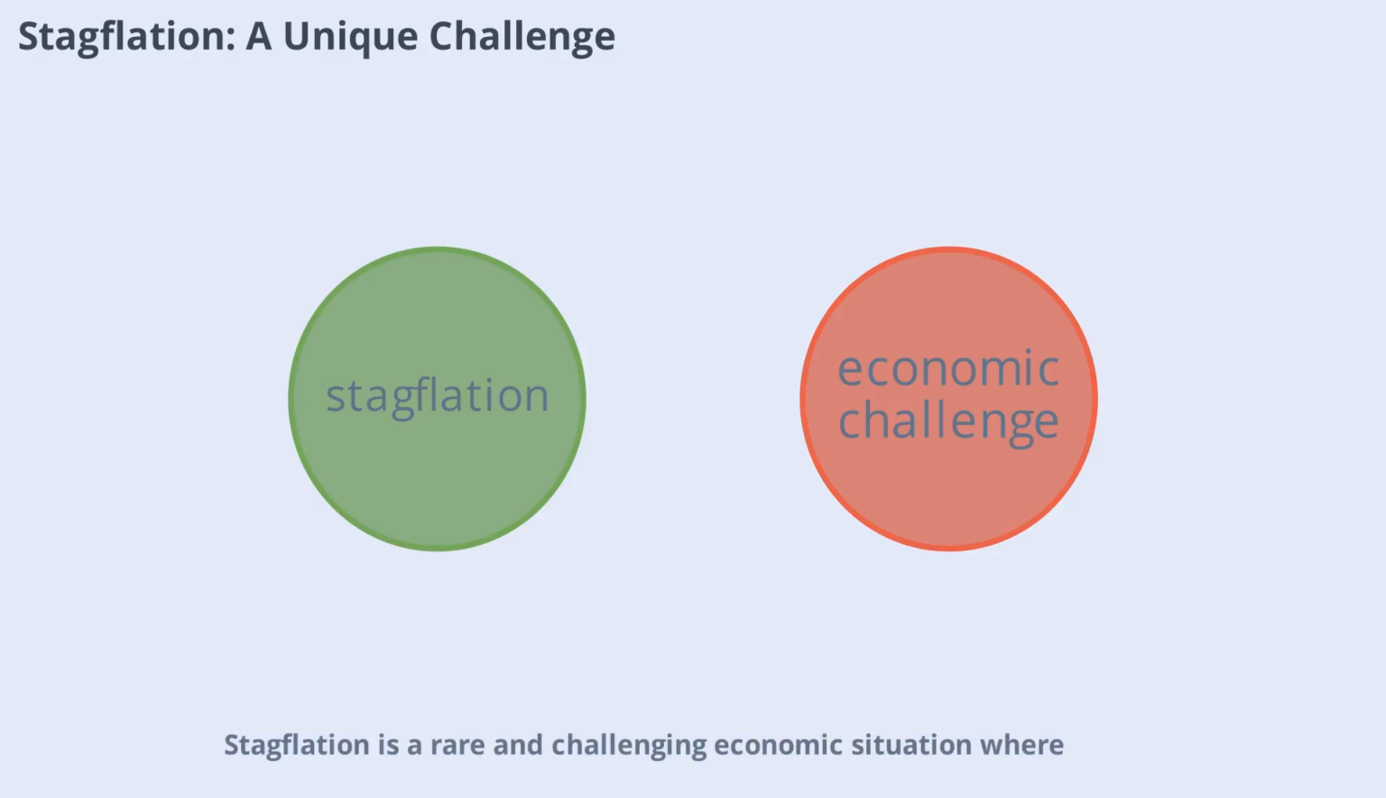Stagflation is a rare and challenging economic situation where high inflation occurs alongside stagnant economic growth and high unemployment. This combination makes it difficult for policymakers to respond, since measures to reduce inflation can worsen unemployment, and vice versa. Stagflation was a major issue in the 1970s and remains a concern when economies face multiple shocks at once.